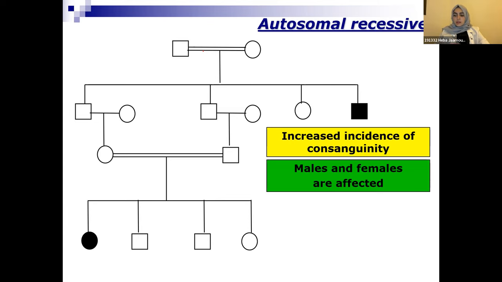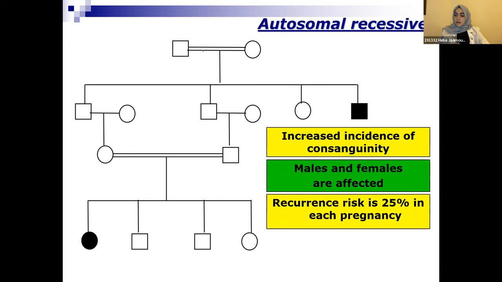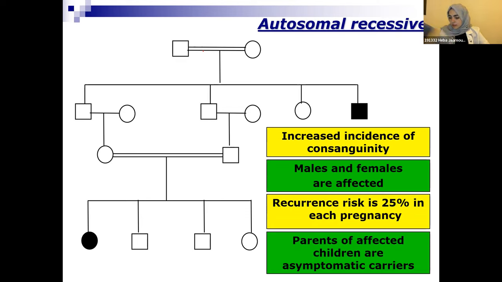And then males and females are both affected because this is an autosomal disease. It's not related to sex chromosomes. The recurrence risk is 25% in each pregnancy. And parents of the affected children are asymptomatic carriers. Okay? So this is where the concept of carriers comes in.